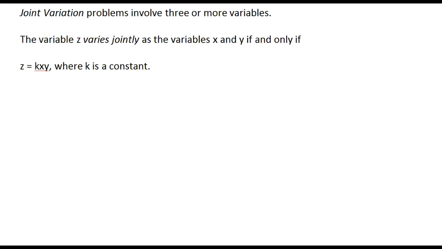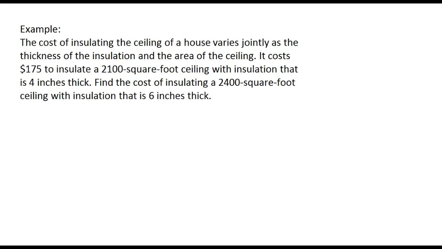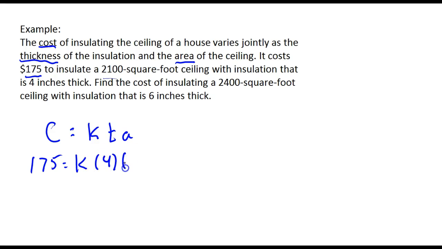Now, joint variation problems involve 3 or more variables. You can say that a variable z varies jointly as the variables x and y. All that means is you've got z equals our constant k times x times y. Here's an example. The cost of insulating a house varies jointly as the thickness of the insulation and the area of the ceiling. So there are 3 variables. We'll say C for cost is K times T for thickness times A for the area. Now it tells us that it costs $175 to insulate a 2,100 square foot ceiling with insulation that is 4 inches thick. So we'll put 4 in for T and 2,100 in for the area.